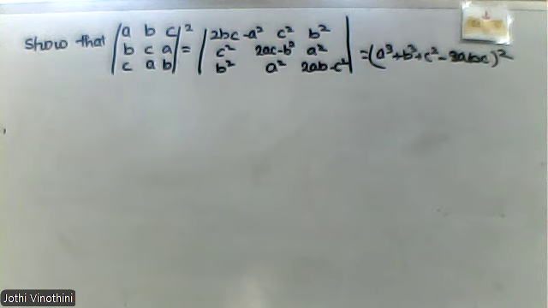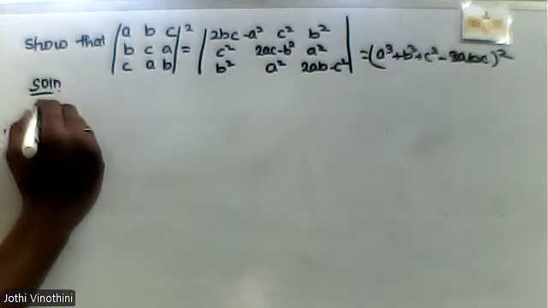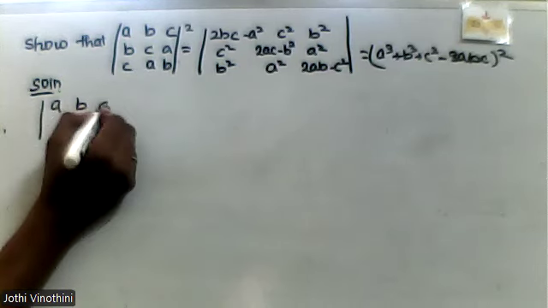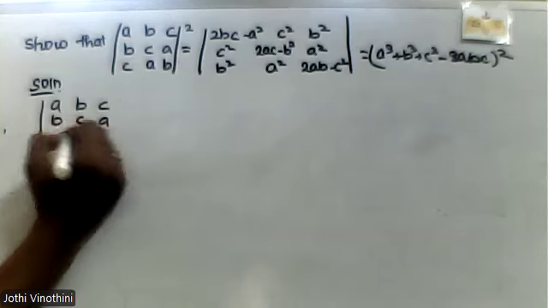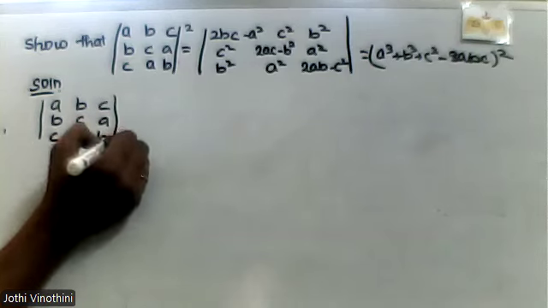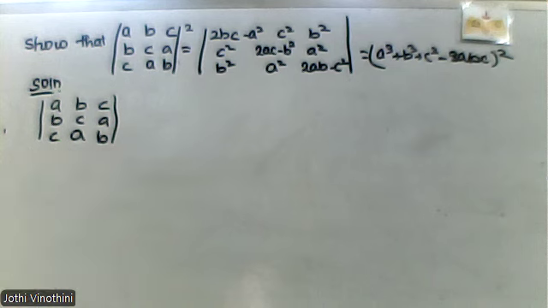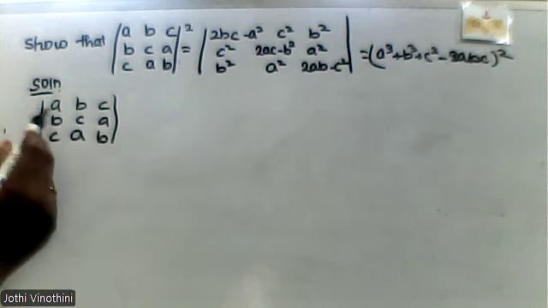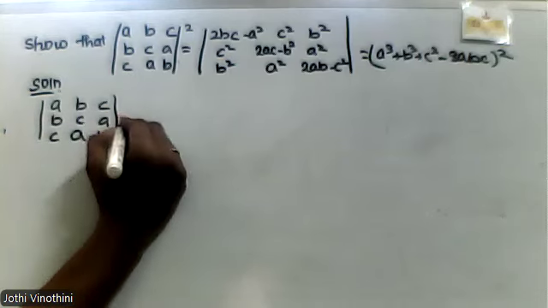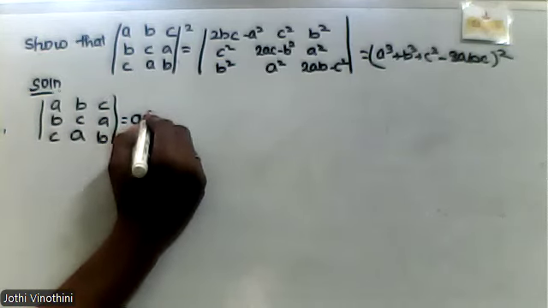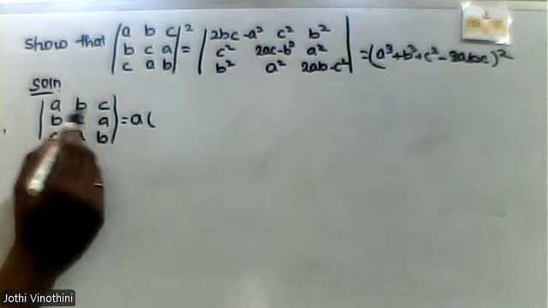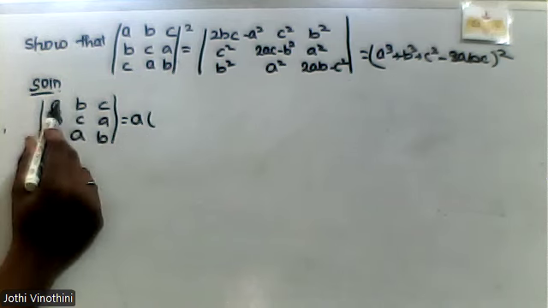Okay, super. So solution. I'm going to take this part first. So it will be A, B, C, B, C, A, and C, A, B. I'm just going to take this matrix first. I'm simply going to expand the determinant along the row. So it will become A multiplied by, while taking A, we have to leave this row and this column. So we have to take this alone.